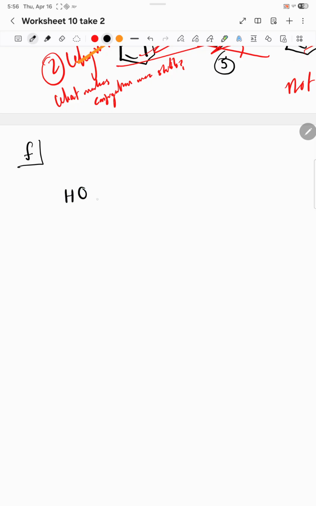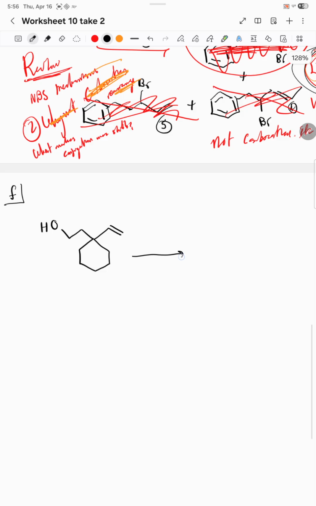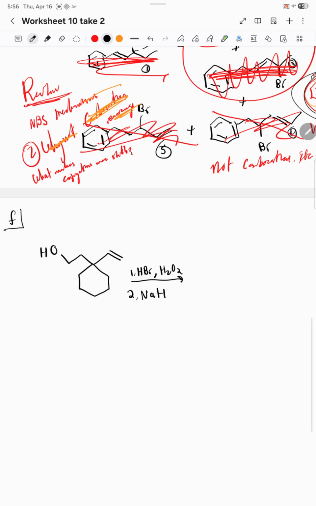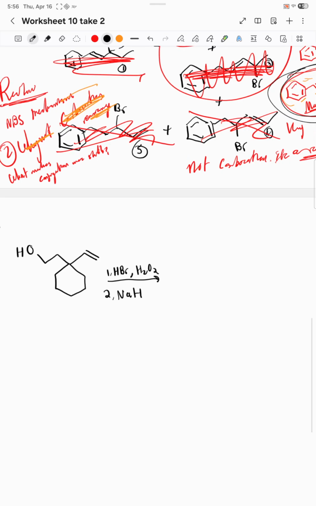Say we have an alcohol, and it looks like the following. If this were the case, say we were to react with hydroboration under peroxide. In the second step, we use a strong base. What would happen? Now, thinking this through, this is part F.